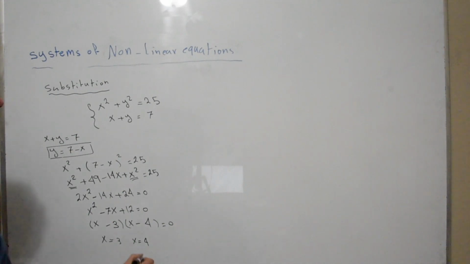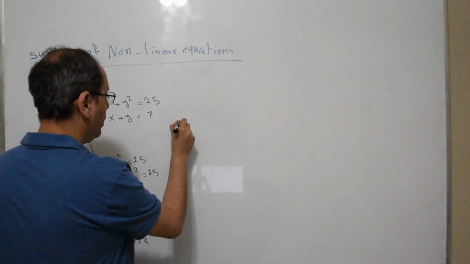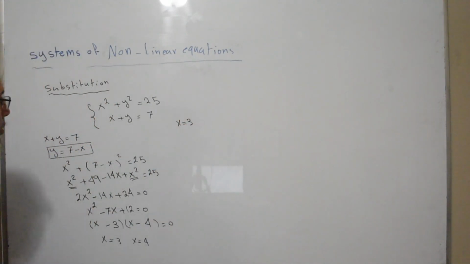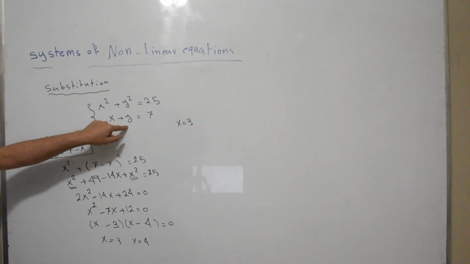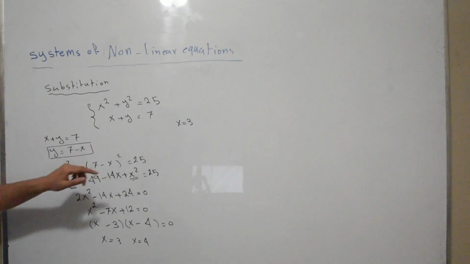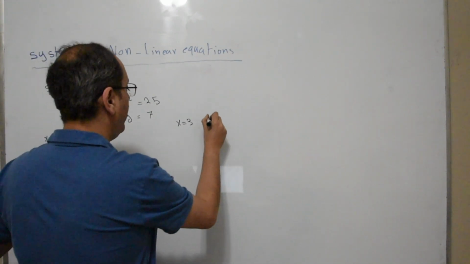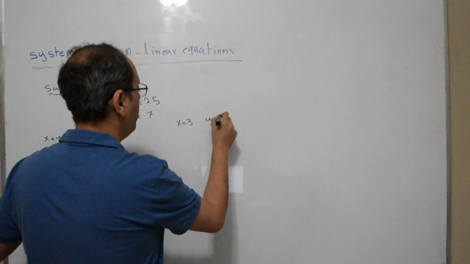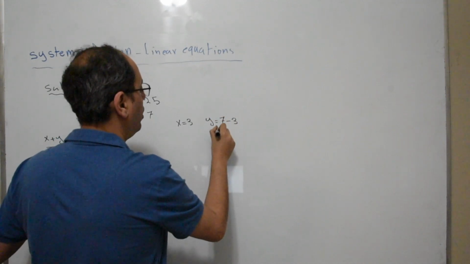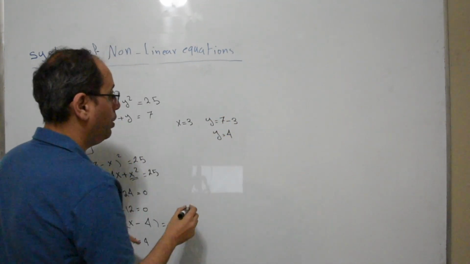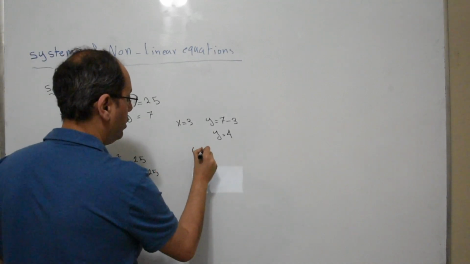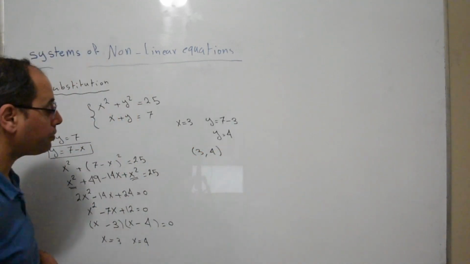Okay, now if x is 3, what is the value of y? I have x plus y equals 7. Or here is y, 7 minus x. So y equals 7 minus 3, then y equals 4. So the first solution is 3 and 4.